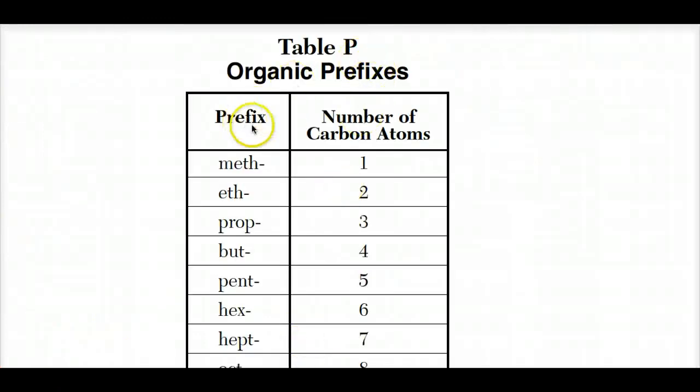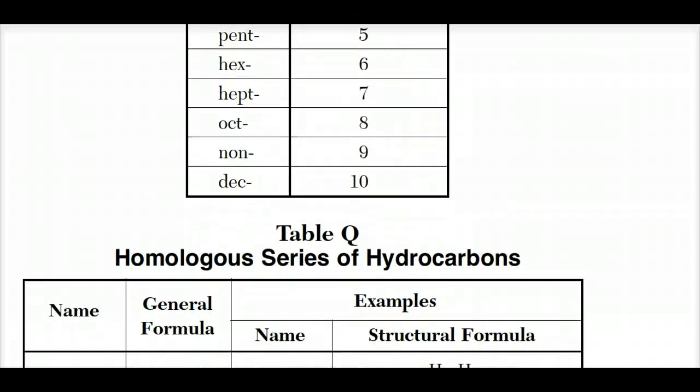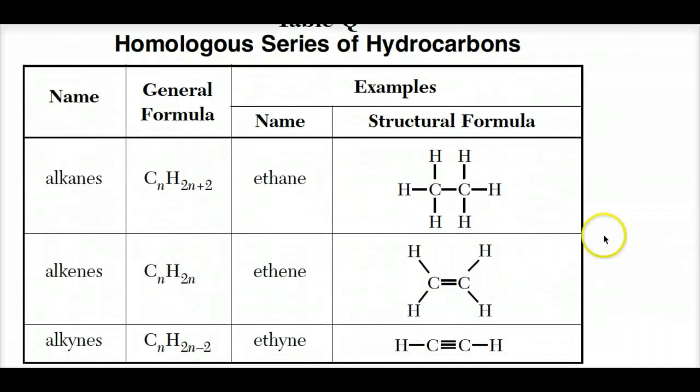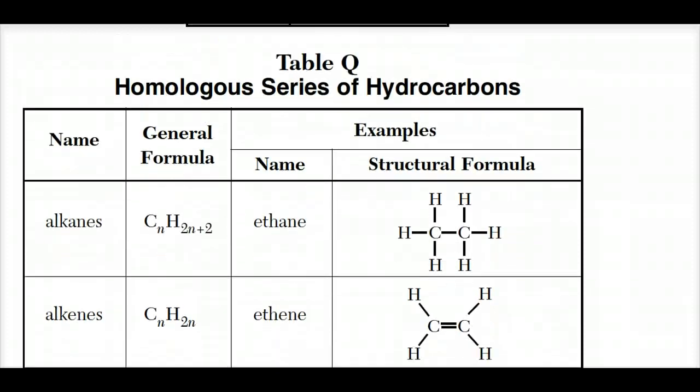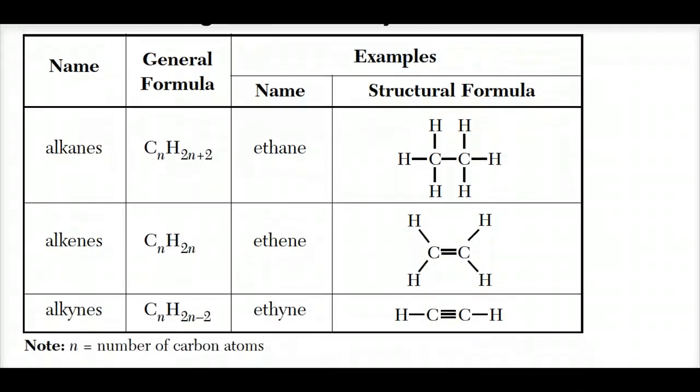Okay, here's table P where the prefixes come in. The but is 4. Not part of the problem, but good to know where that is. Okay, so table Q tells me the ending name of my homologous series. Homologous just means the same type of bonding between the carbons.